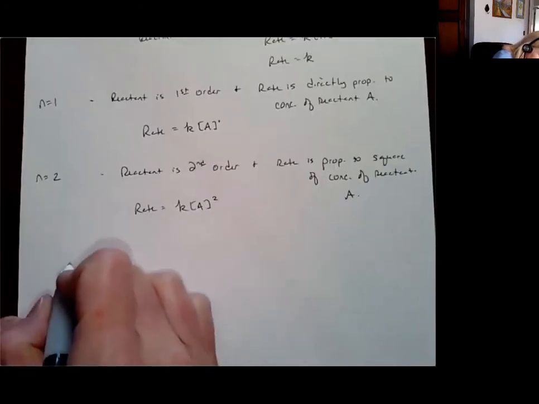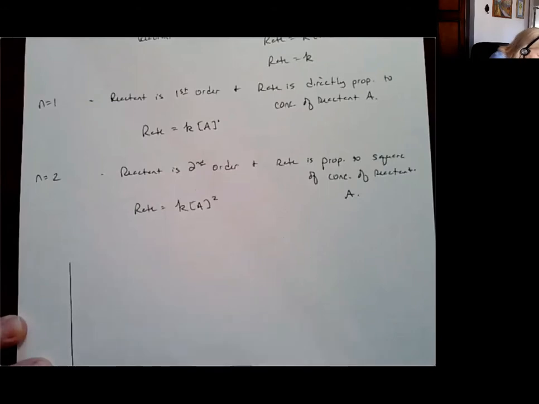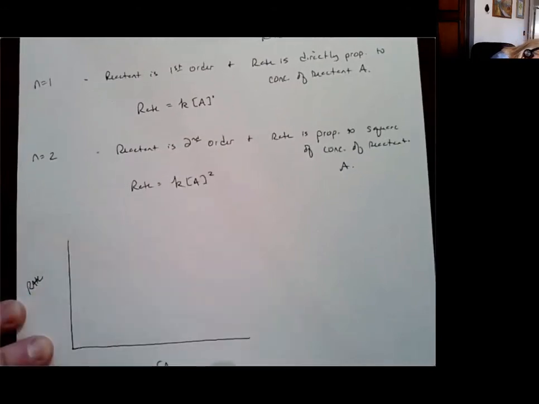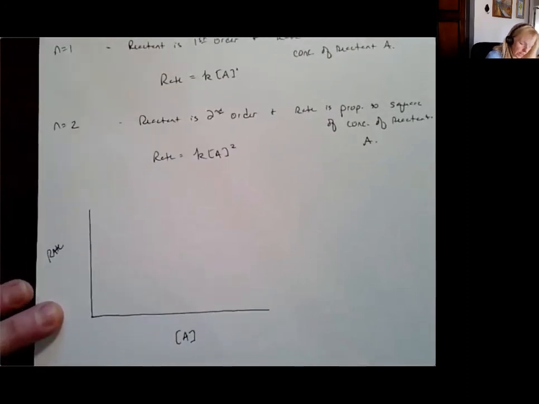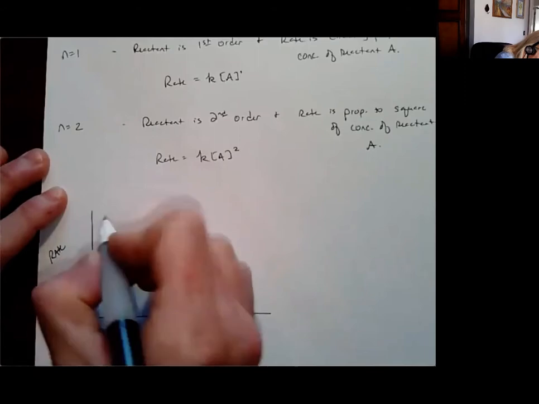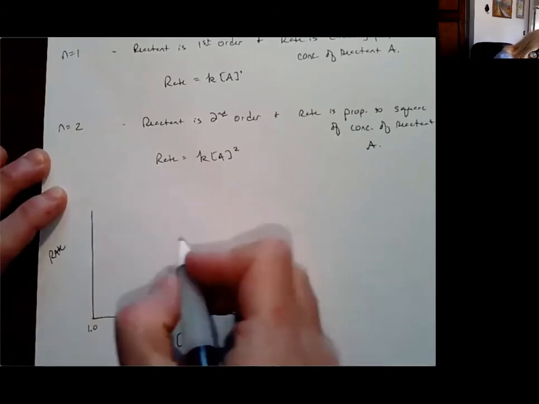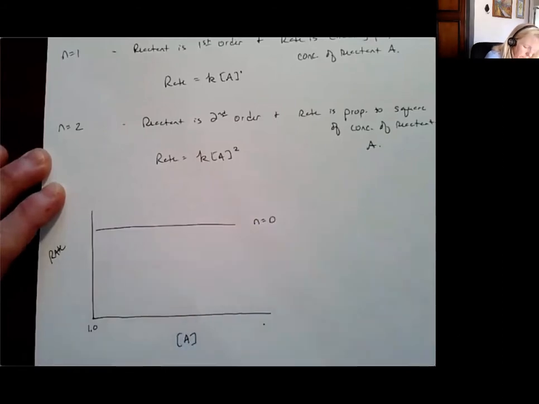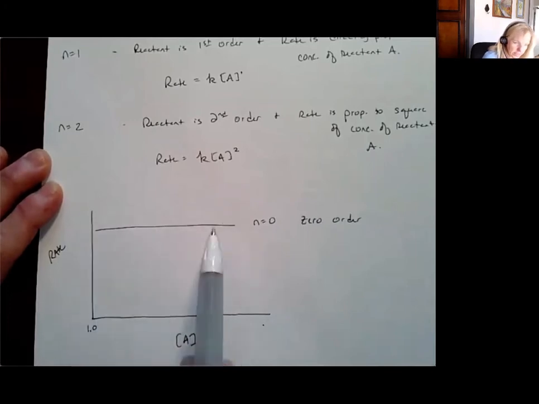If I were to draw out what these would look like as a function of rate versus the concentration of A. So if I have 0 order, as my concentration of A goes down, this is going to be essentially flat if I'm zero order. So it doesn't matter what's happening with this x-axis, my rate is going to stay the same.